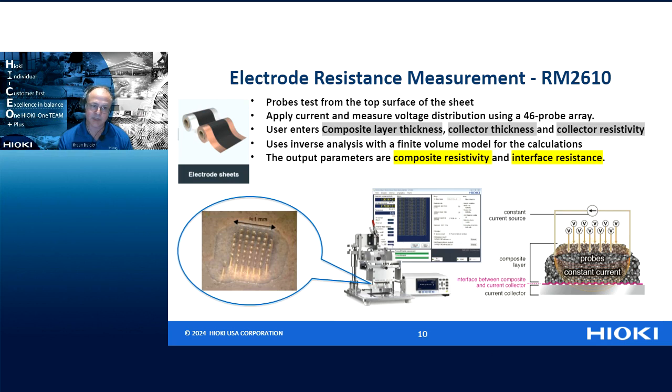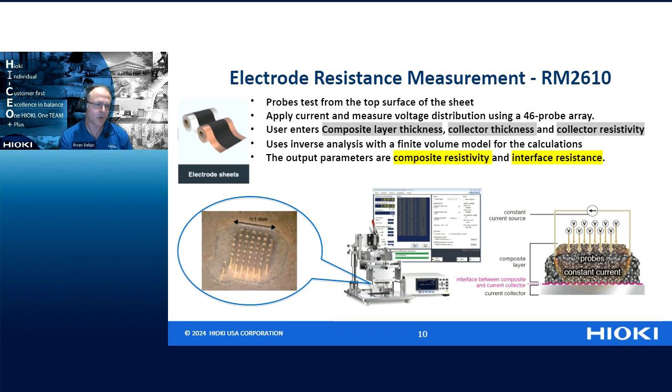The RM2610, this is the Hioki system. Similar to the 4-point probe, the probes test from the top surface of the sheet. And like the 4-point probe, we apply current and measure voltage. But instead of using 4 points, we're using a 48-probe array, and we're measuring voltage distribution across a very small surface area.